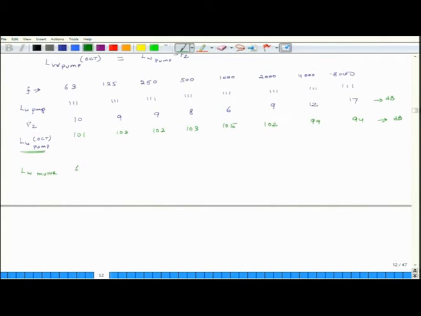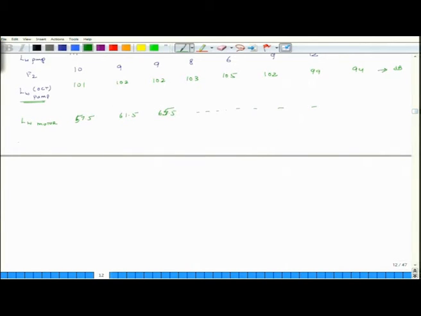For the motor it is 57.5, 61.5, 67.5, 65.5 and so on and so forth. Okay. Now I have to compute LW net for each octave band. There is some contribution coming from the pump in each octave band and some contribution coming from the motor in each octave band, and I have to compute net.